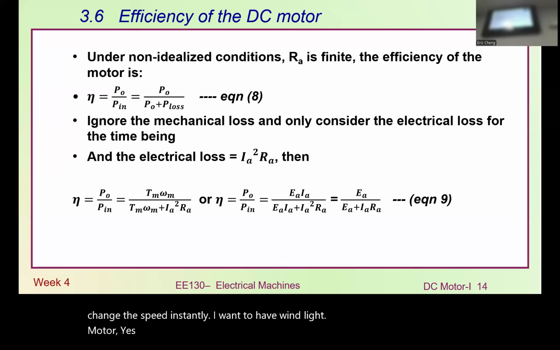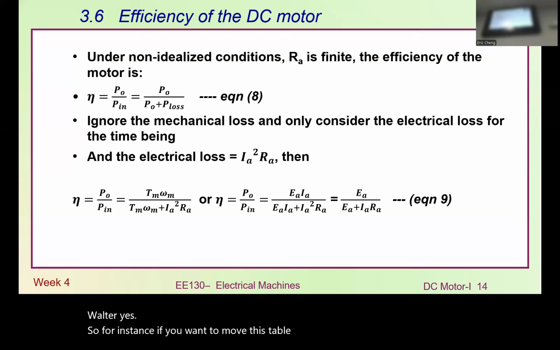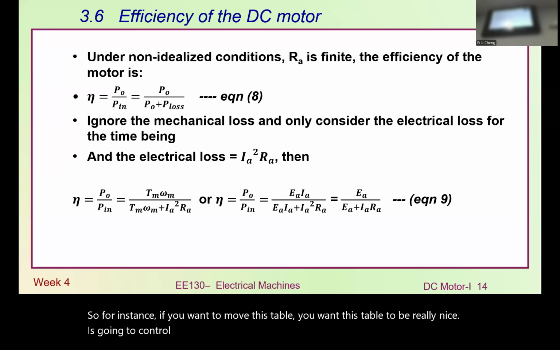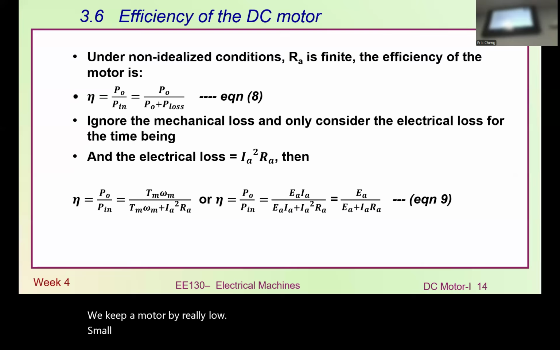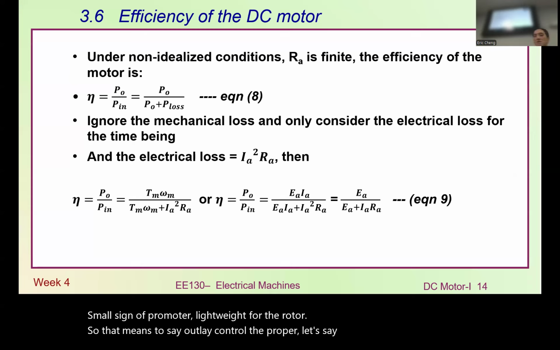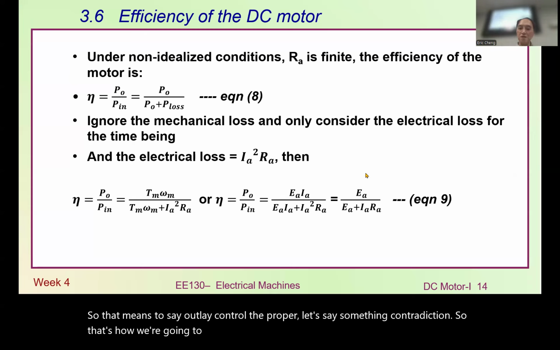So, for instance, if you want to move this tape, you want this tape to be really light so that you can do it rapidly. Same as in any motor. If you want to control the motor really quickly, changing the torque, then of course you like the motor to be small in size and lightweight. So that is to say, how can you control the copper? That's something of a contradiction. So that's how we consider designing a good motor.